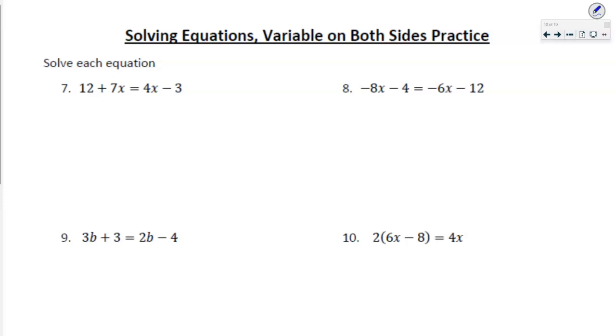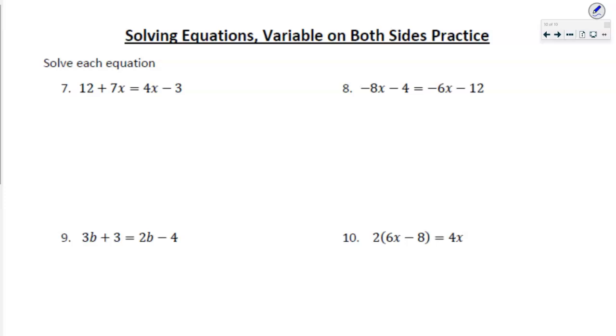Hello Math 8 students, this is Solving Equations, Variable on Both Sides practice. It is a continuation of writing equations practice. So that's why it starts with number 7, because we're continuing from a previous lesson. We're going to solve each equation.